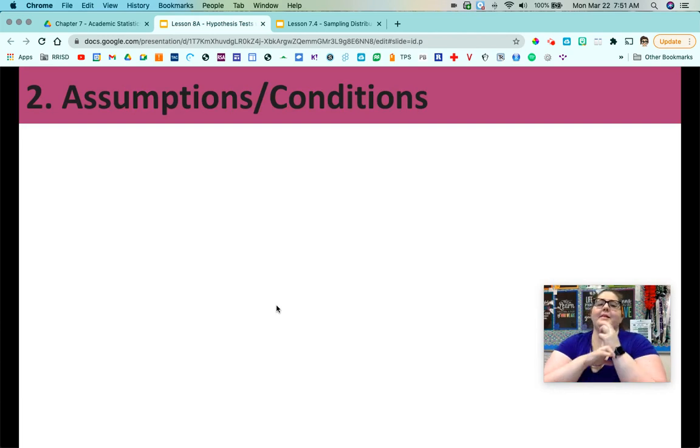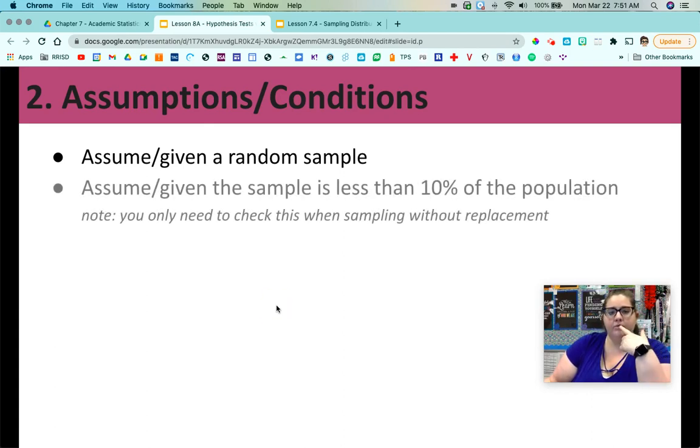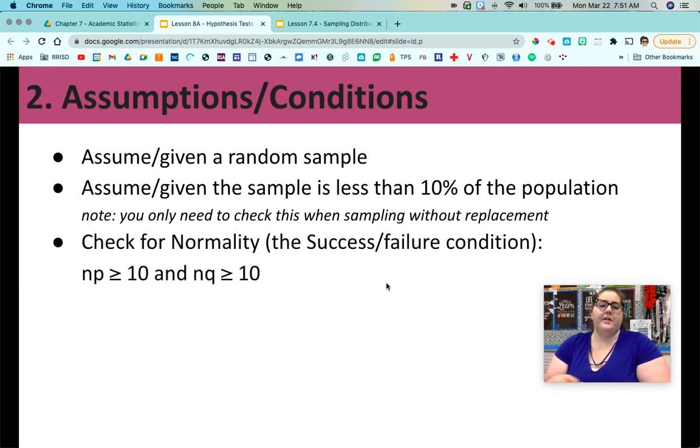Our second step is to check our assumptions or conditions. So again, it's those same three conditions that we used when we talked about sampling distributions. We either assume or we're given a random sample. We assume or are given that the sample is less than 10% of the population. Just as a reminder, this is only necessary to check when sampling without replacement because that's what it's dealing with. And then our third is our check for normality, or the success failure condition.